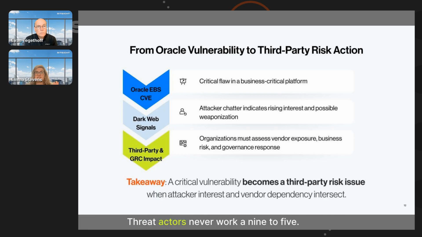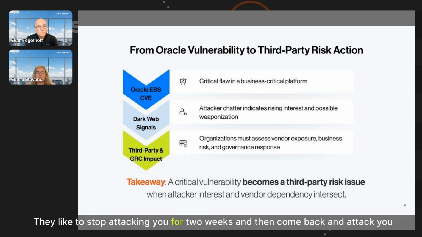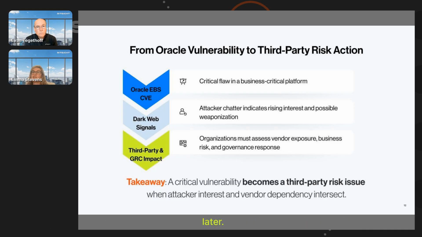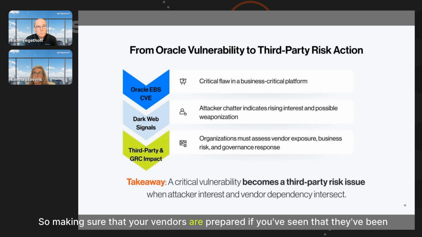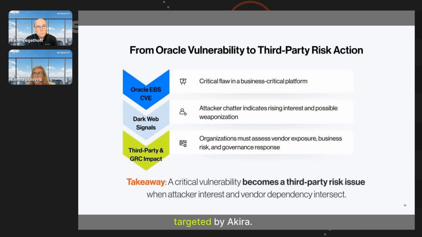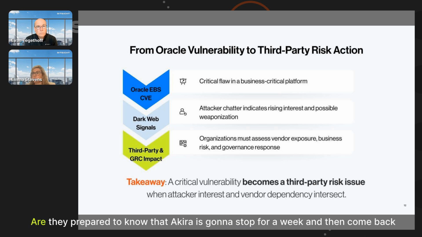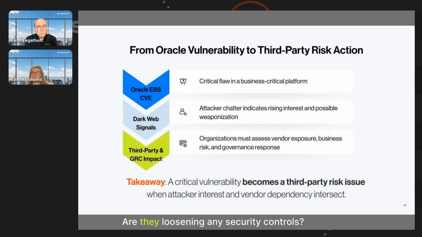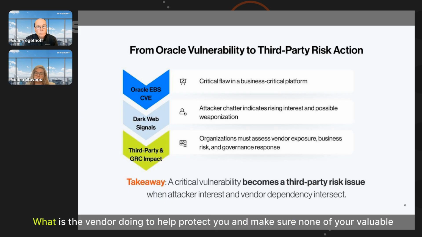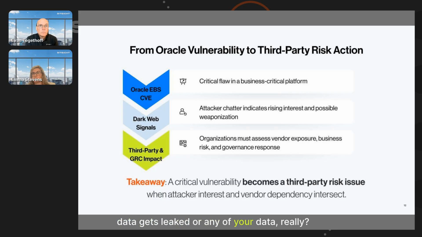Threat actors never work a 9 to 5. They like to stop attacking you for 2 weeks and then come back and attack you later. So making sure that your vendors are prepared if you've seen that they've been targeted by Akira. Are they prepared to know that Akira is going to stop for a week and then come back a week later? Are they loosening any security controls? What is the vendor doing to help protect you and make sure none of your valuable data gets leaked, or any of your data, really?